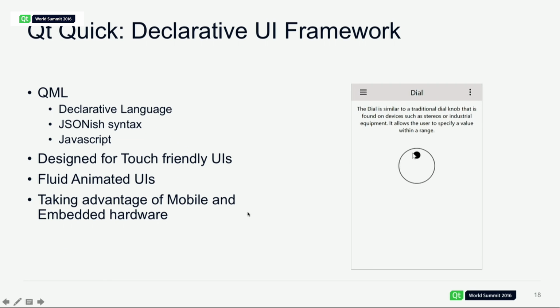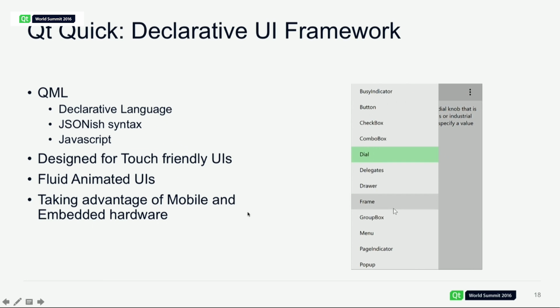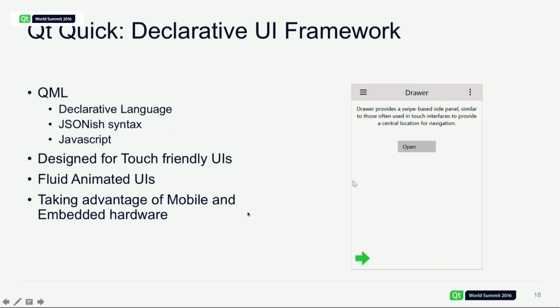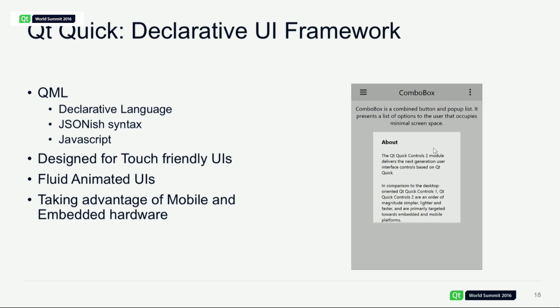QtQuick has a declarative language that goes along with it. It's a JSON-like syntax. It's not entirely declarative in the sense that you can also embed JavaScript code into your QML. But it actually makes it possible to make very touch-friendly, fluid UIs.